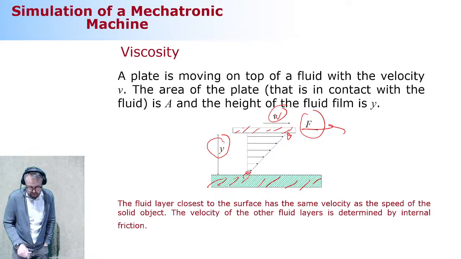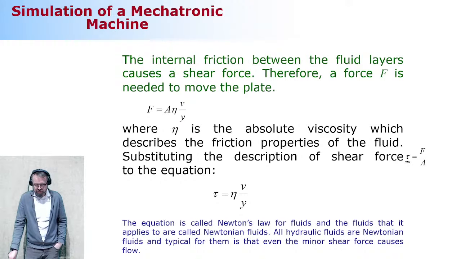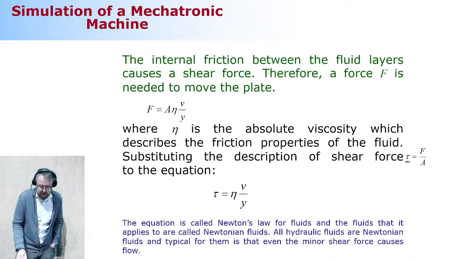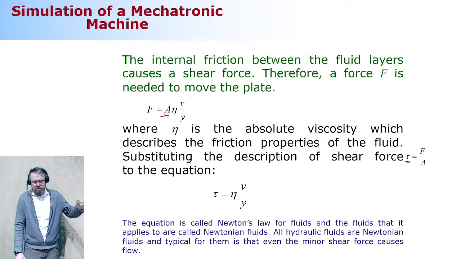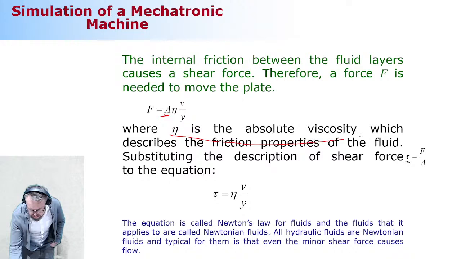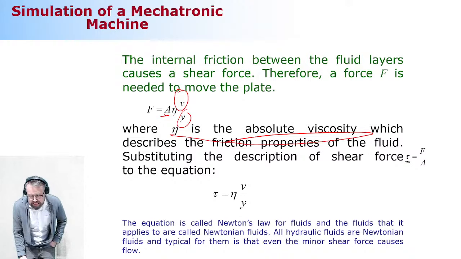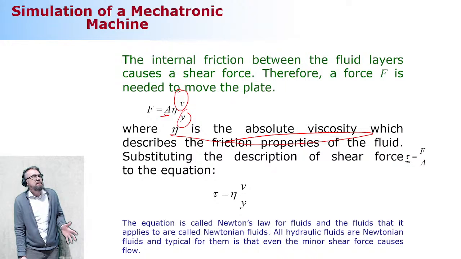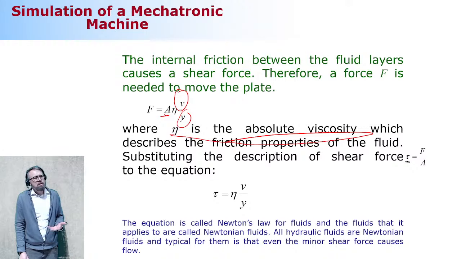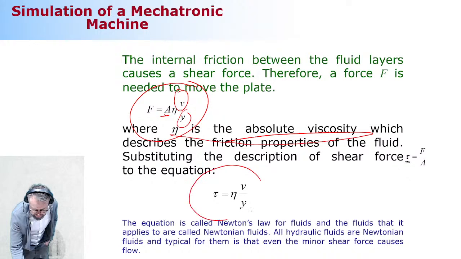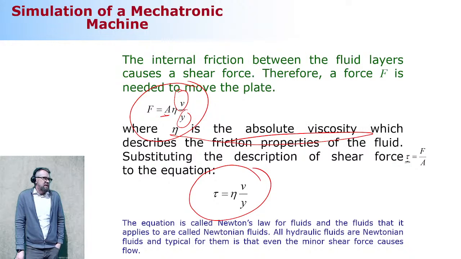The force that I needed to move the plate can be expressed when I know the cross area facing the fluid, the absolute viscosity, the velocity, and the thickness or height of the fluid film. So those are the information I need. When I use the definition of shear stress, which is force divided by corresponding cross-section area, this equation can be simplified as this. Every fluid we use in hydraulics behaves roughly according to this equation.